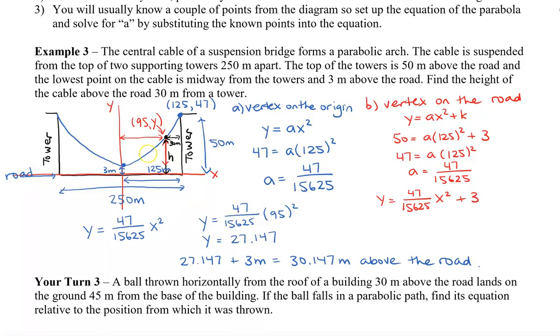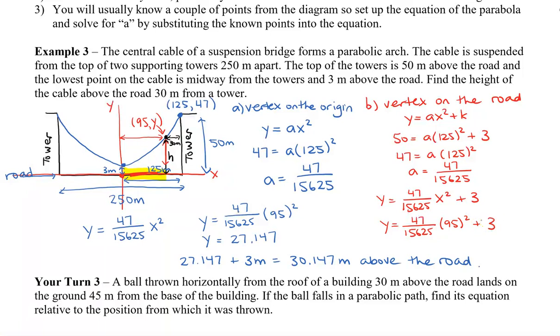Now my x, again, is the same value as before. It is still a horizontal distance of 95 away from my origin. So this is the origin, and this distance here, which maybe I'll highlight, so this distance from here to here is still 95. Okay, so I'm going to plug this in. I get y equals 47 over 15,625 times 95 squared plus 3.